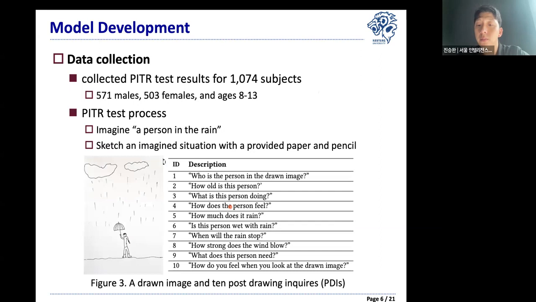We collected PITR test data, which is one of the projective drawing test methodologies and can measure stress status. The PITR test was conducted under the guidance of a therapist, and the subject imagined a person in the rain and sketched it. And our therapist asked 10 post-drawing inquiries, which are called PDIs in short, and the subject wrote their answers to the 10 PDIs.